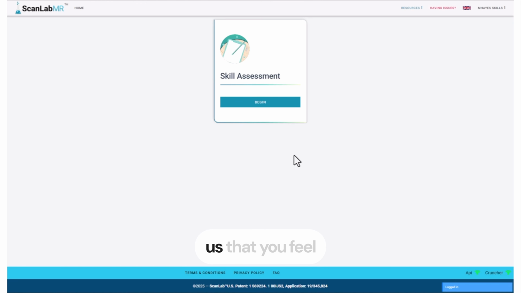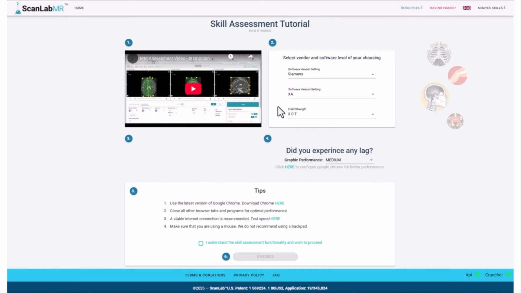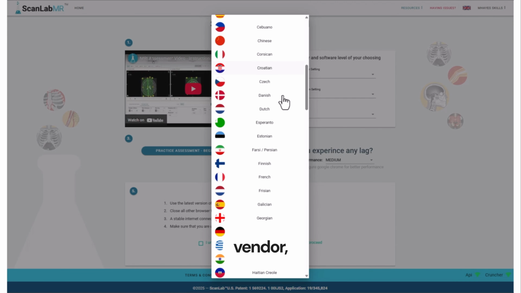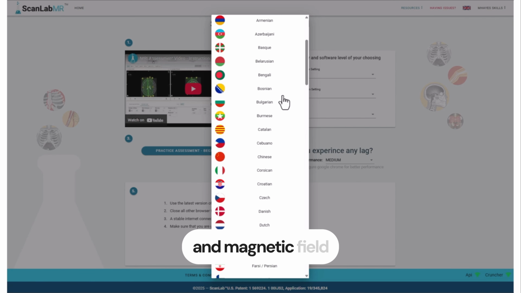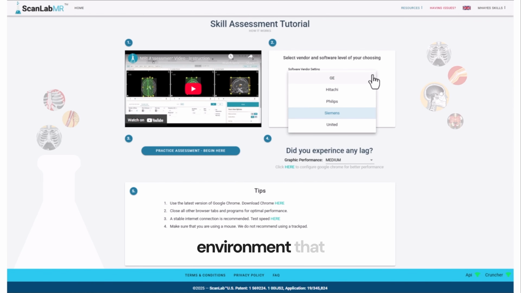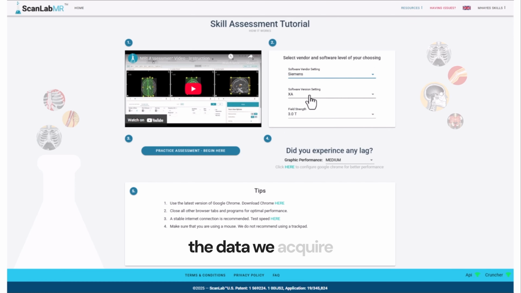It is important to us that you feel comfortable and confident within the assessment environment. That's why we allow you to select your preferred language, vendor, software version, and magnetic field strength that you have the most experience in. By providing you access to a testing environment that closely resembles your clinical environment, we can ensure that the data we acquire is an accurate representation of how you perform in real life.